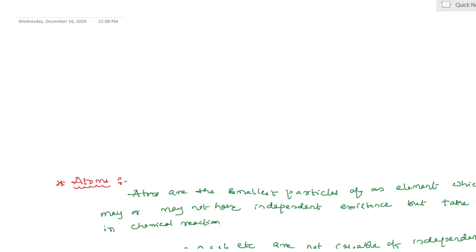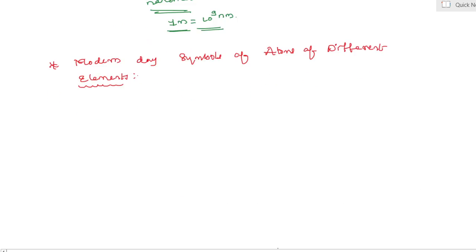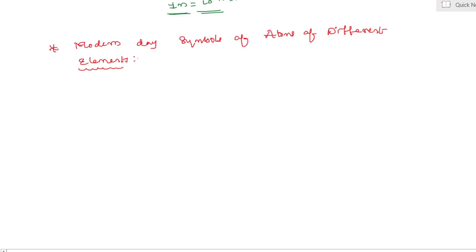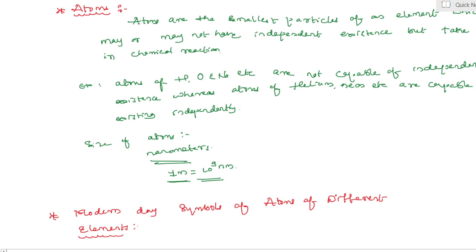Yes, my dear students, afterwards we will discuss the postulates of Dalton's atomic theory. Today let us see atoms. What is meant by an atom? Atoms are the smallest particles of an element which may or may not have independent existence but take part in a chemical reaction. It means atoms take part in a chemical reaction.